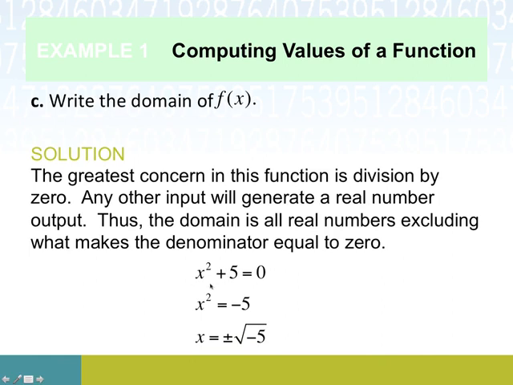So again, what we're looking for is just the troublemakers. What possible values of x could cause this expression to be equal to 0? So x squared plus 5 is our denominator. We subtract 5 from both sides. x squared equals negative 5. We take square roots, and trying to be extra careful here, the square root comes with a plus or minus.